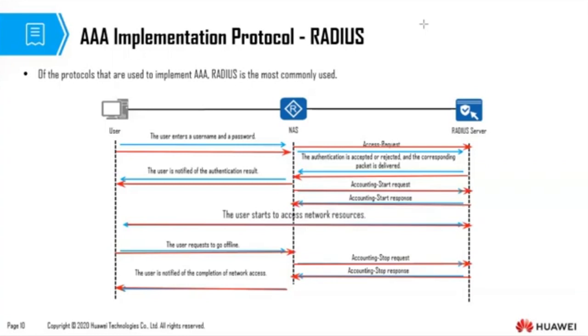Now, generally, Radius achieves this using what we call the client-server architecture. In this particular case, the NAS acts as the client, while the Radius server acts as the what? As the server.